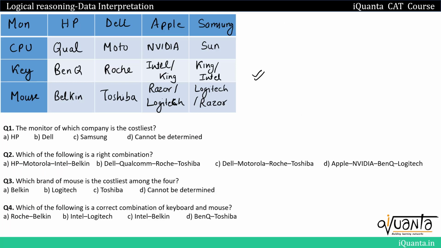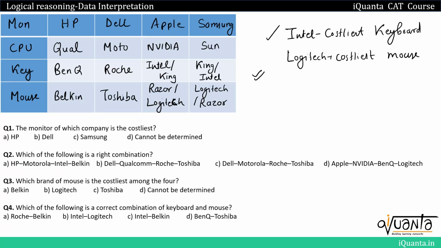So we have the table with us now, and we also found out that Intel was the costliest keyboard and Logitech was the costliest mouse. So let us solve the first question. The monitor of which company is the costliest? We already know that HP was the cheapest over here. We know that Toshiba is not the costliest, it was given to us. But we know that Logitech was the costliest mouse, so it will definitely come with the costliest monitor. So the costliest monitor can be of Apple or Samsung, so we cannot uniquely determine it.